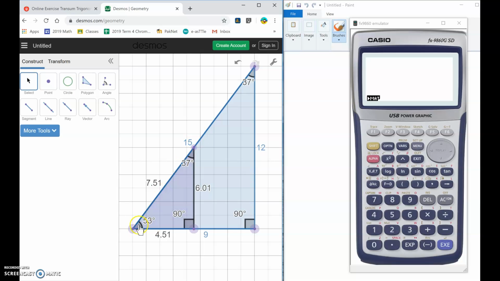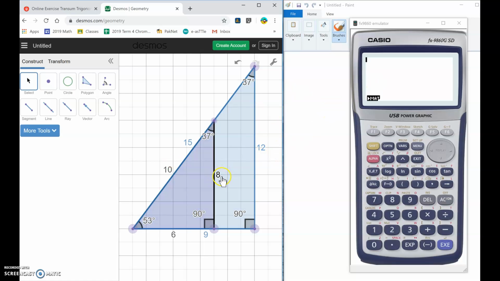Now, if we were looking at 53, this would be the opposite and this would be the adjacent. If we were looking at 37, this would be the opposite and this would be the adjacent. The longest side, opposite the right angle, is always the hypotenuse. Twice 3 is 6, so 3, 4, 5 became 6, 8, 10, so you can see that similarity.